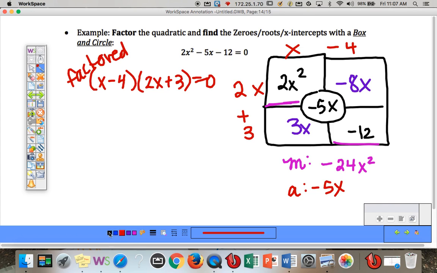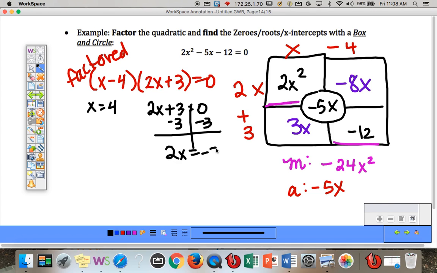To find the zeros, we want to know what makes this equal 0. So one answer would be 4. And the other one I can't tell right offhand, so I'm just going to make an equation. 2x plus 3 equals 0. Let's solve this. We'll subtract 3 from each side. We get 2x equals negative 3. Divide by 2. So here x equals negative 3 halves. It's the same as negative 1.5.